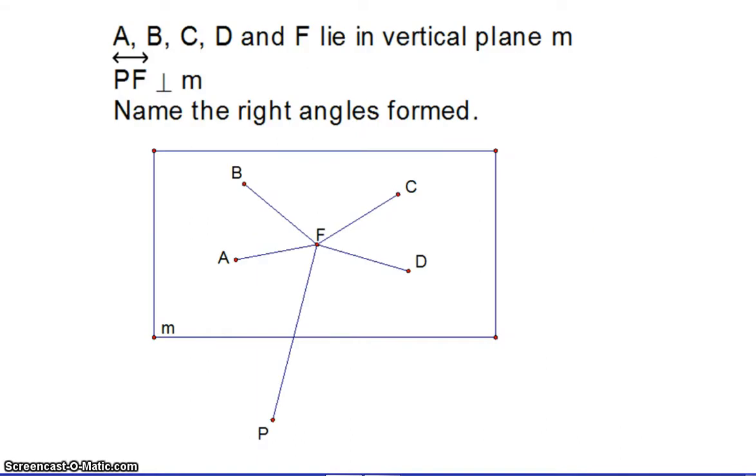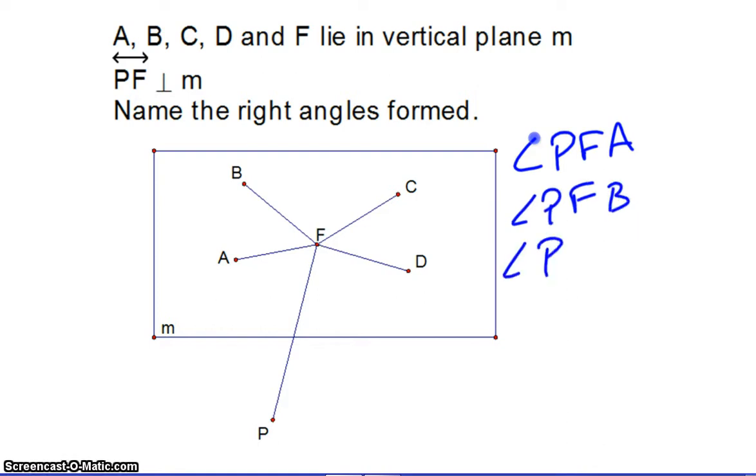So if we can envision PF as a vertical lying in the plane here, going through plane M, then we have lots of different angles that could be right angles. We could have angle PFA being a right angle. We could have angle PFB, angle PFC, and angle PFD, because those are all going through the foot at point F. So again, we need to visualize PF going straight through the plane of M.